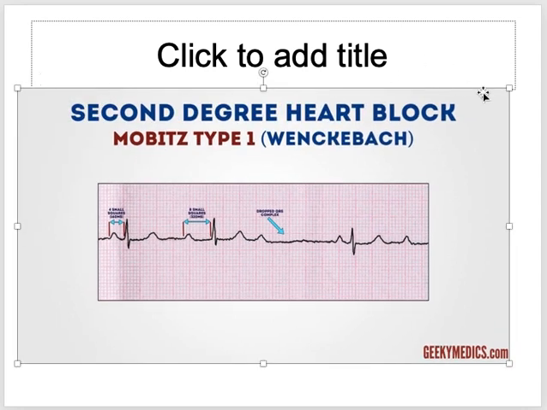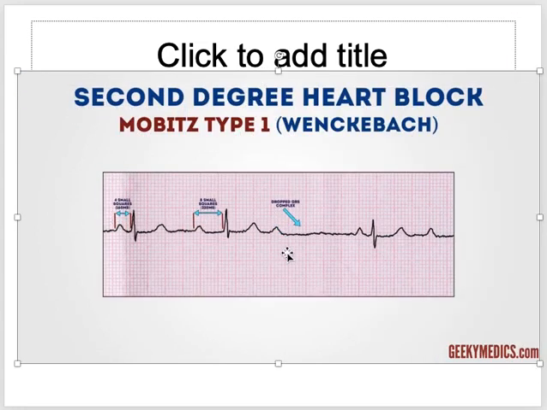Mobitz type 1. What happens in this ECG: the rhythm runs in cycles. You can see this PR interval is equal to 4 small squares, and the next PR interval is more than that, around 6 small squares or even 8 small squares. See, this is a P wave with a PR interval of 4 small squares, then QRS complex. Then one more P wave, but this time 8 small squares, then again QRS complex and then T wave.